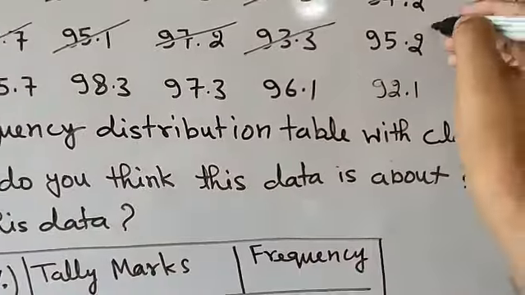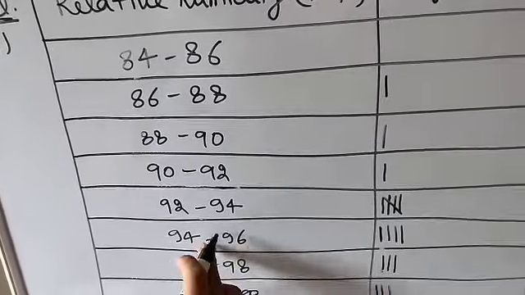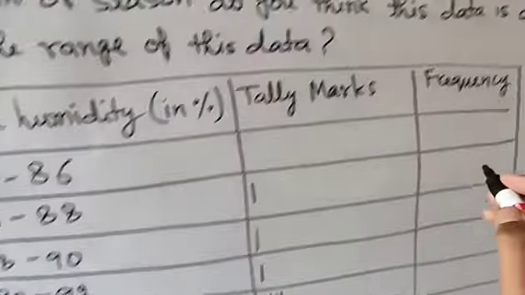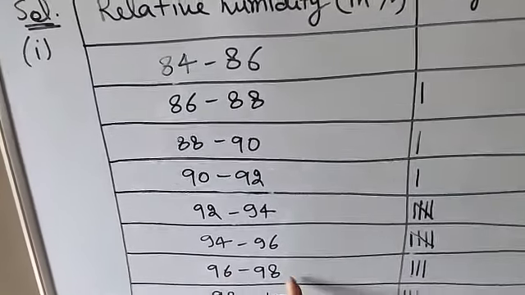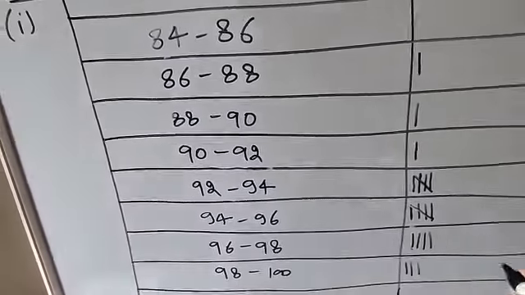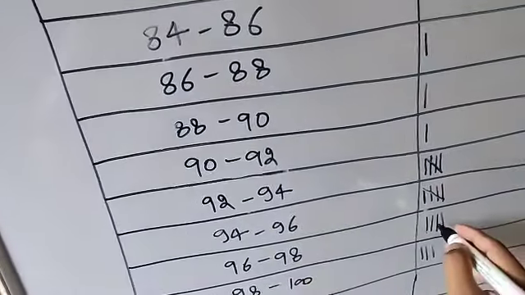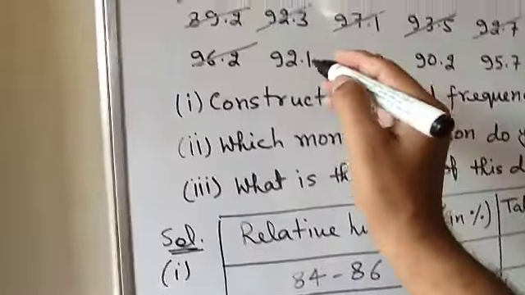Then 95.2, cut it here, and 95.2 will exist between 94 and 96. Again here it is 4, so for the fifth you will cut it like this. And 97.3, cut it here, and it will exist between 96 and 98. Now next is 96.2, cut it here, and it will exist between 96 and 98. So 4 is already here, for the fifth you will cut it.